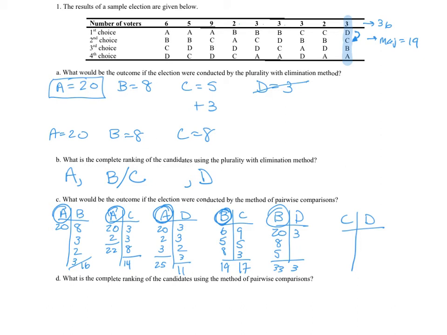All right, one more matchup, C against D. So these 6 votes, C is ranked higher than D, so we give them to C. These 5 votes, D is ranked higher than C, so we give them to D. 5 votes to D. These 9, C is ranked higher than D, so we give them to C. 9 votes to C.